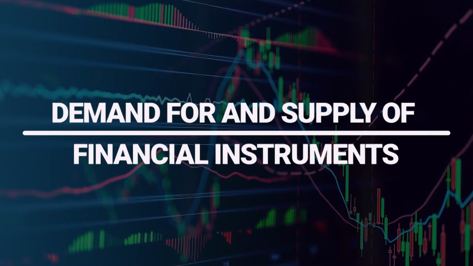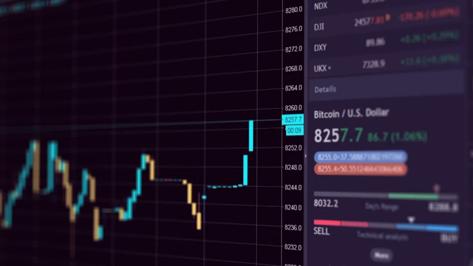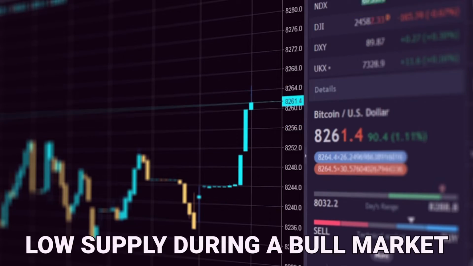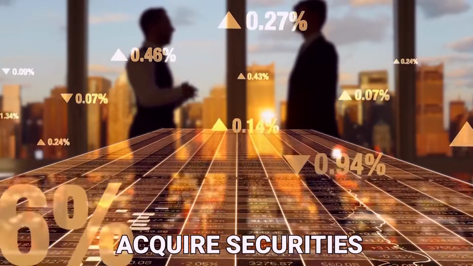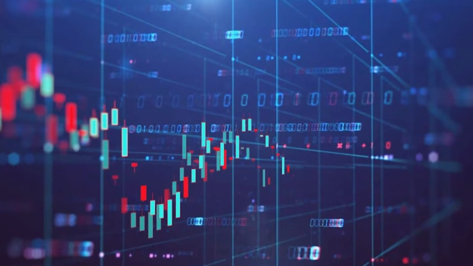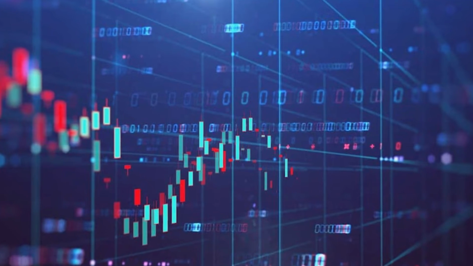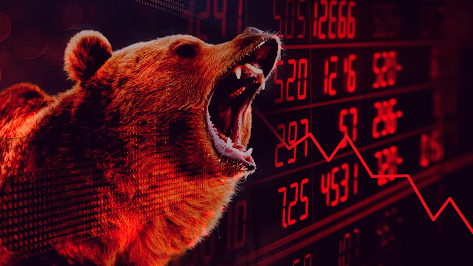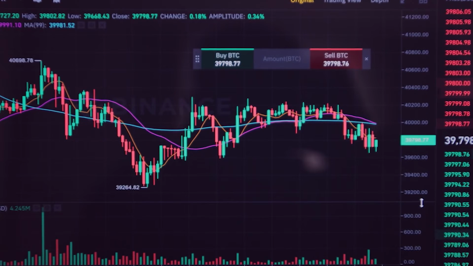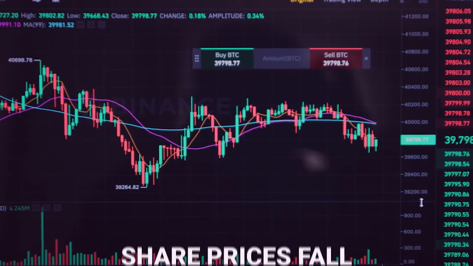Demand for and supply of financial instruments. Stocks are in high demand and low supply in a bull market. Or, to put it another way, many investors want to acquire securities, but there aren't many who want to sell them. Due to the intense competition for available stock, share prices will rise. More folks are looking to sell in a bear market than buy. Because the demand is much smaller than the supply, share prices fall.